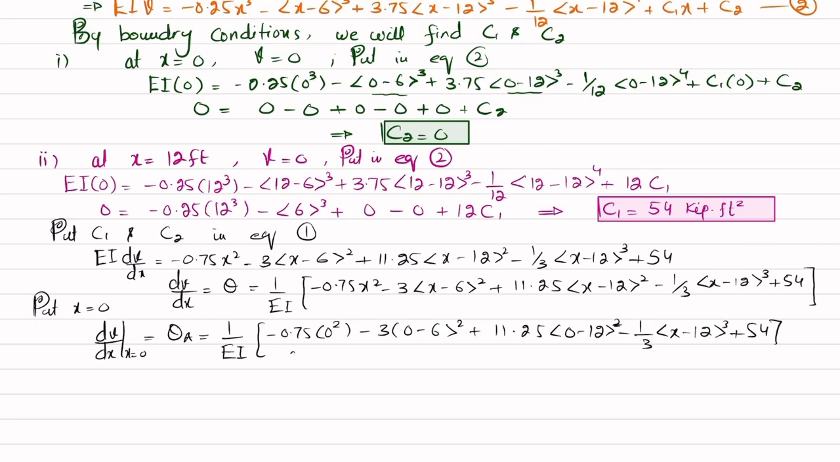So we will get theta A is equal to 1 over EI, and this term will be 0, this will be 0, plus 0 minus 0 plus 54. So we will be left with theta A is equal to 54 over EI, and the unit will be kips into feet square. Now we have E and I as well.